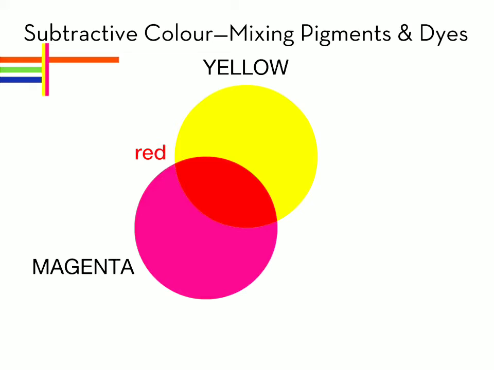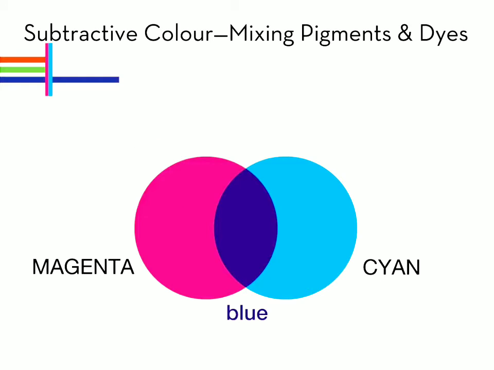Yellow ink absorbs the blue light. Magenta ink absorbs the green light. Only the red light remains. Red is a subtractive secondary color achieved by mixing two primaries. The magenta ink absorbs green light. Cyan ink absorbs red light. Only the blue light remains. Blue is a subtractive secondary color achieved by mixing two primaries.